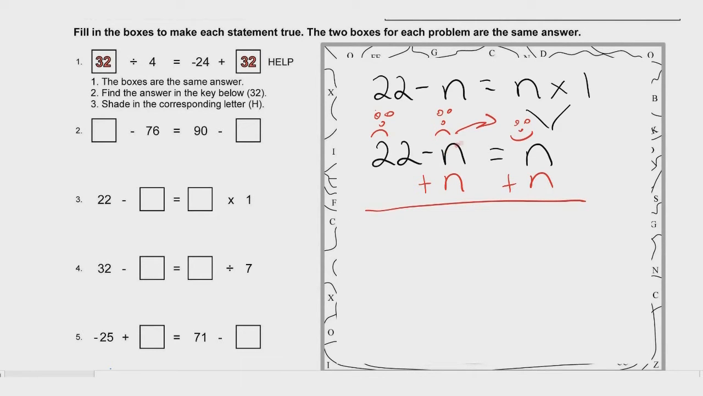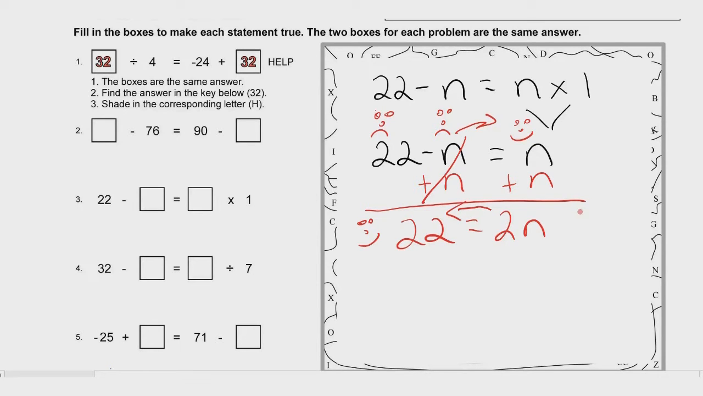So here, the n's cancel each other out. So we have 22. And over here, we have n plus n, which gives us 2n. Well, now the 22 is really happy. He's all by himself. He's like, yeah. But now the 2 and the n are next to each other. So we have to get rid of the 2. We need to move it over to where the other number is.